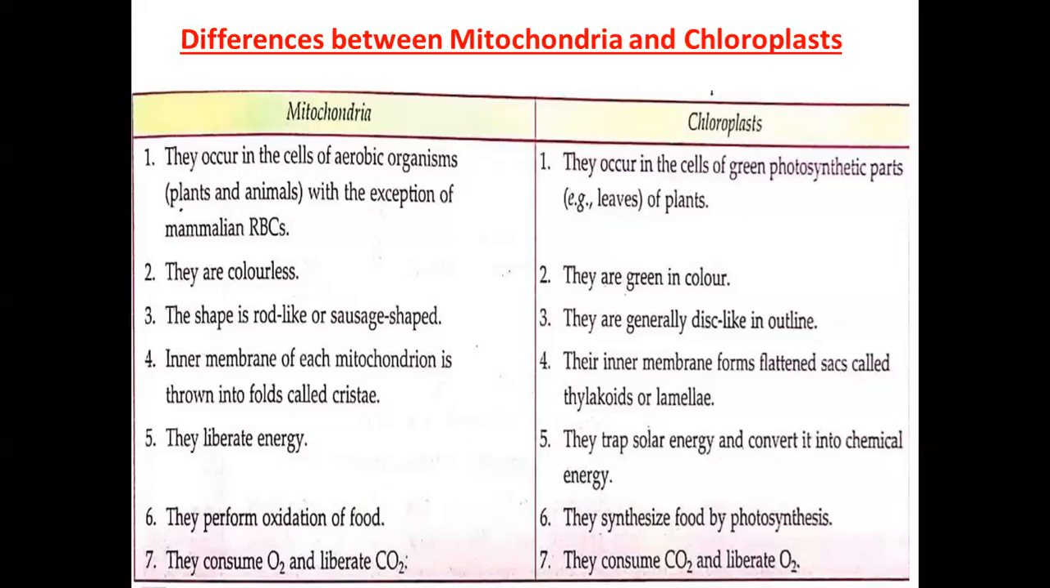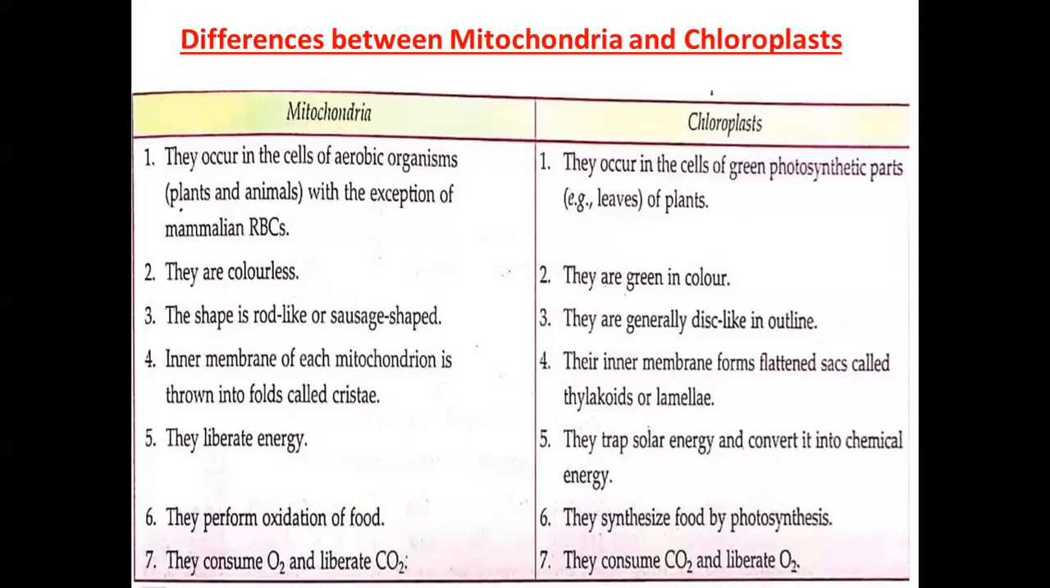In mitochondria, the inner membrane of each mitochondrion is thrown into folds called cristae. In chloroplast, the inner membrane forms flattened sacs called thylakoids or lamellae. They liberate energy.